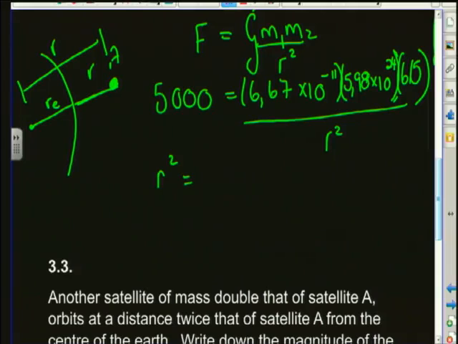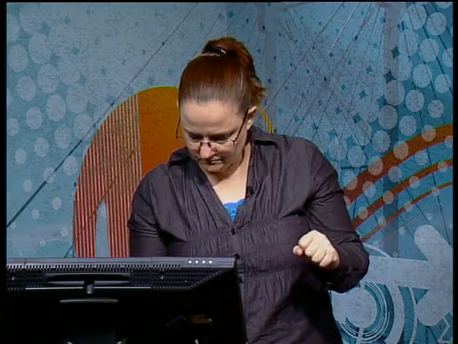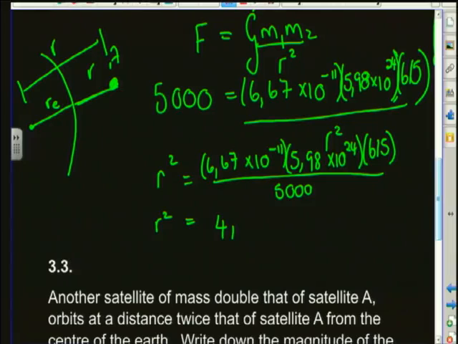So that gives me r squared, and once again, I did not leave myself enough space. So we're going to have 6,67 times 10 to the minus 11, 5,98 times 10 to the 24, 615 divided by 5,000. Oh, excuse me. All right. Now, r squared turns out to be 4,91 times 10 to the 13. We are not done.